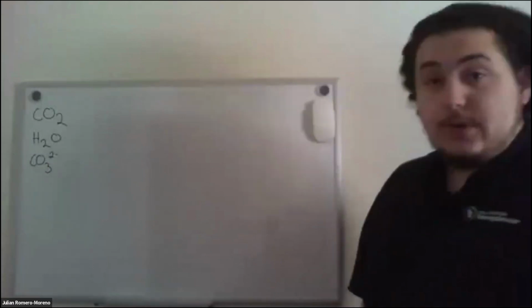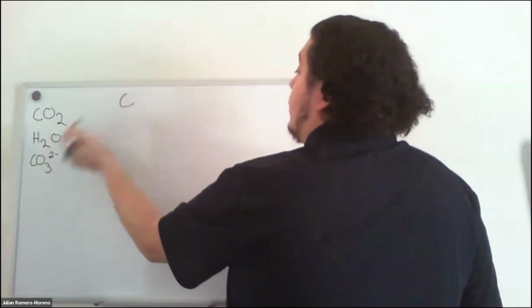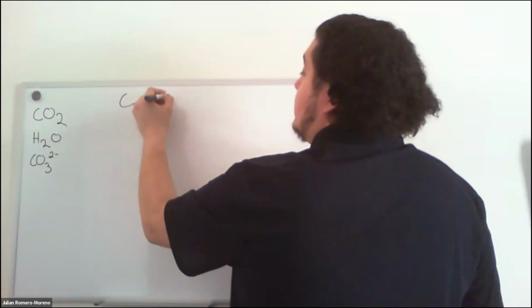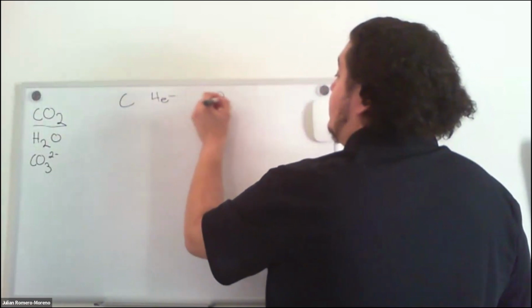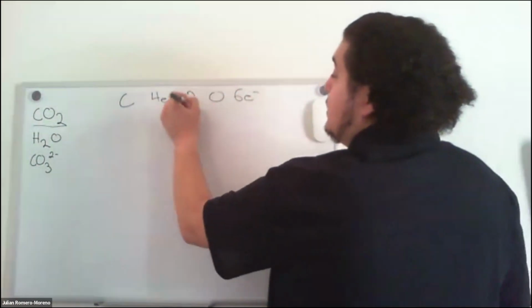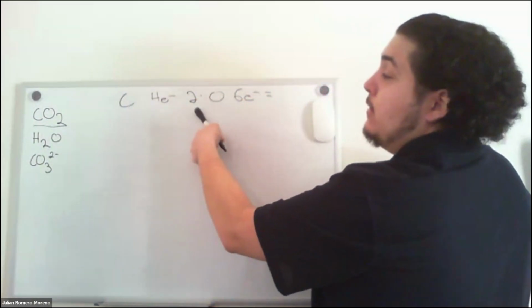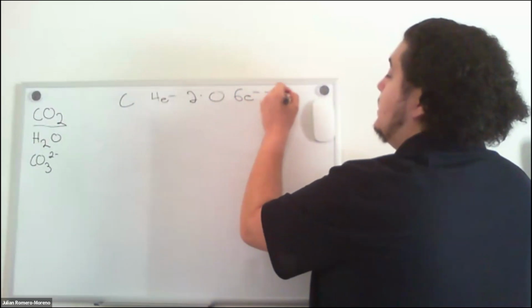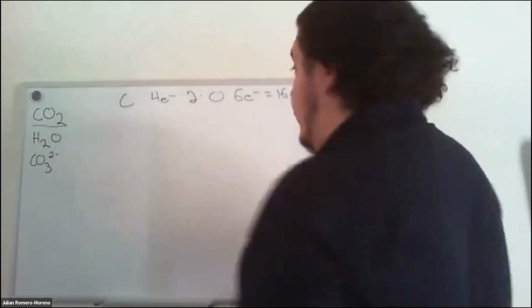Now, the first one we're going to draw is CO2. So carbon is group 4, meaning it has 4 valence electrons. Oxygen is group 6, meaning it has 6 valence electrons. And we have 2 oxygens. So if you add up all those numbers together, 6 times 2 is 12, plus 4 is 16 valence electrons. That's how many valence electrons we have to draw with.